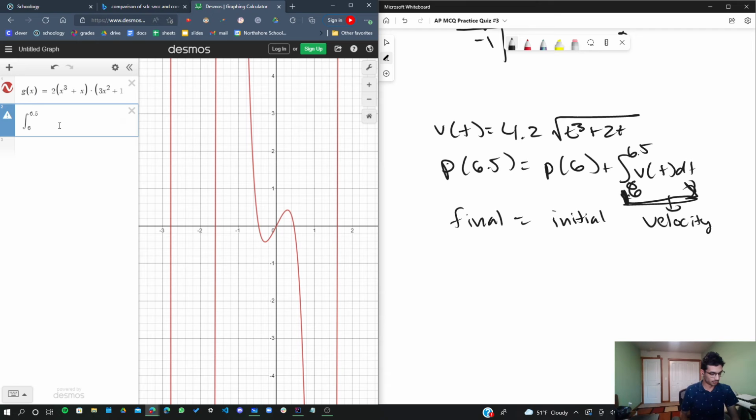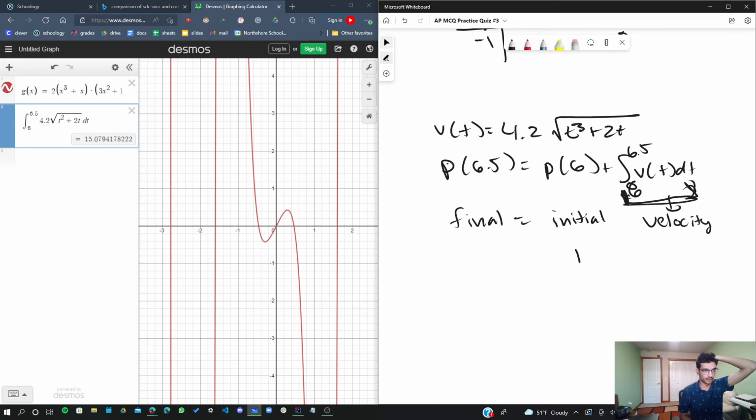So that's going to be the integral of 4.2 square root of t squared plus 2t, dt. That's going to be 15. So the initial is 12, and the change in position is 15.079. So then the final should be 27.079.